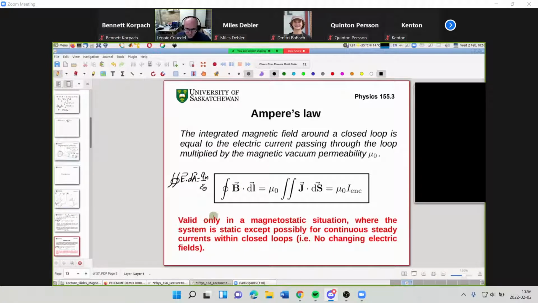Okay, so this is, of course, valid only for magnetostatic situations. If you have changing electric fields, you have to add something to this equation. But for static situations, that's the only one we will consider in physics 156. That is the result. Any question on that before we try to use it?